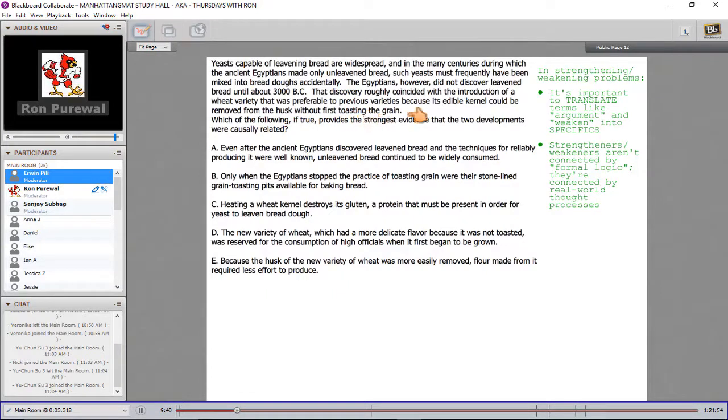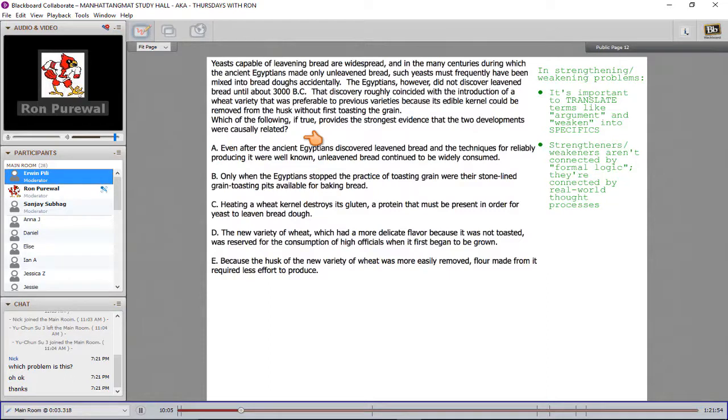Okay, you read this part first. Which of the following, if true, provides evidence that the two developments were causally related? This is a problem from the GMAT prep software. Those problems don't have numbers, so I don't know if they have identifiers of whatever type. Not actually sure. But this problem might be problem 1 on someone's test and problem 38 on someone else's test. We don't know.